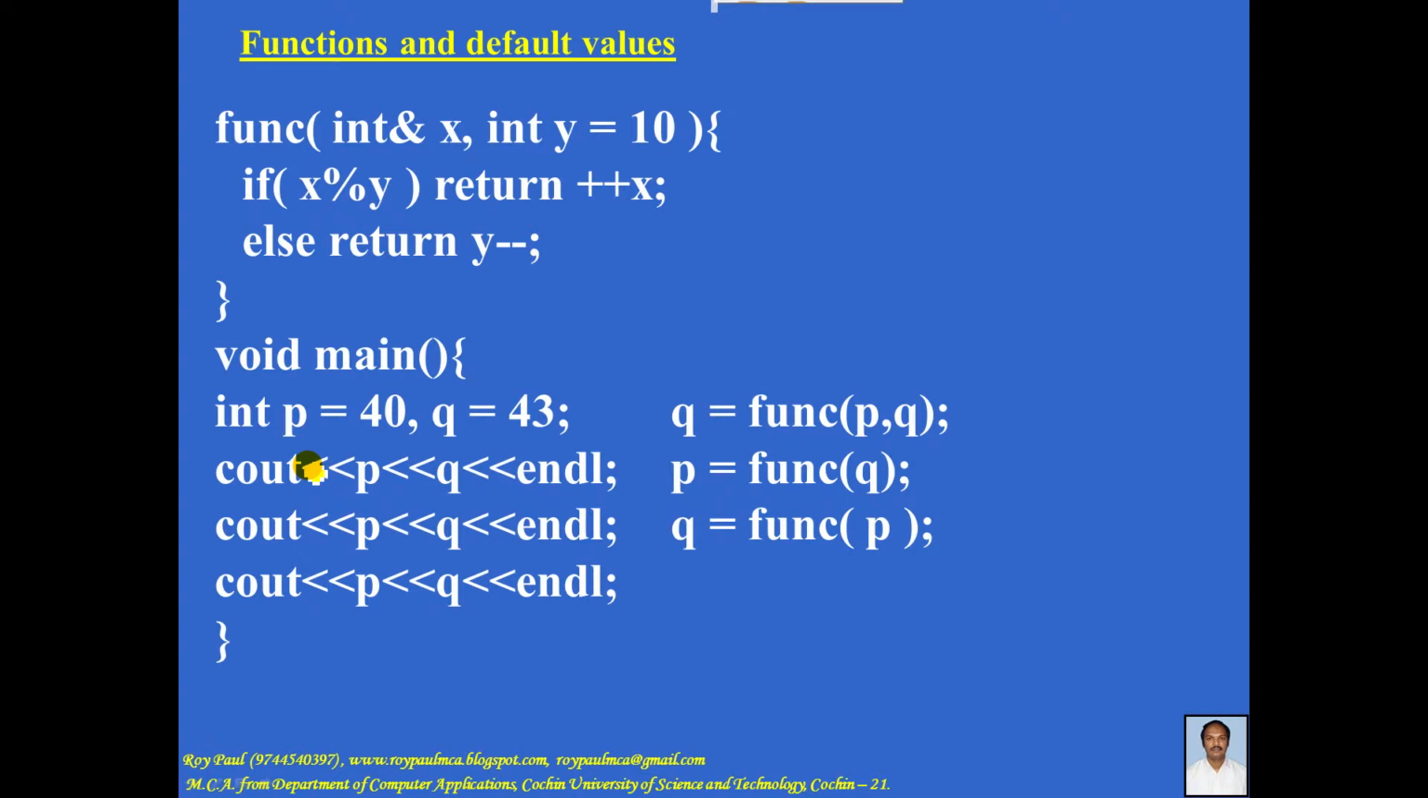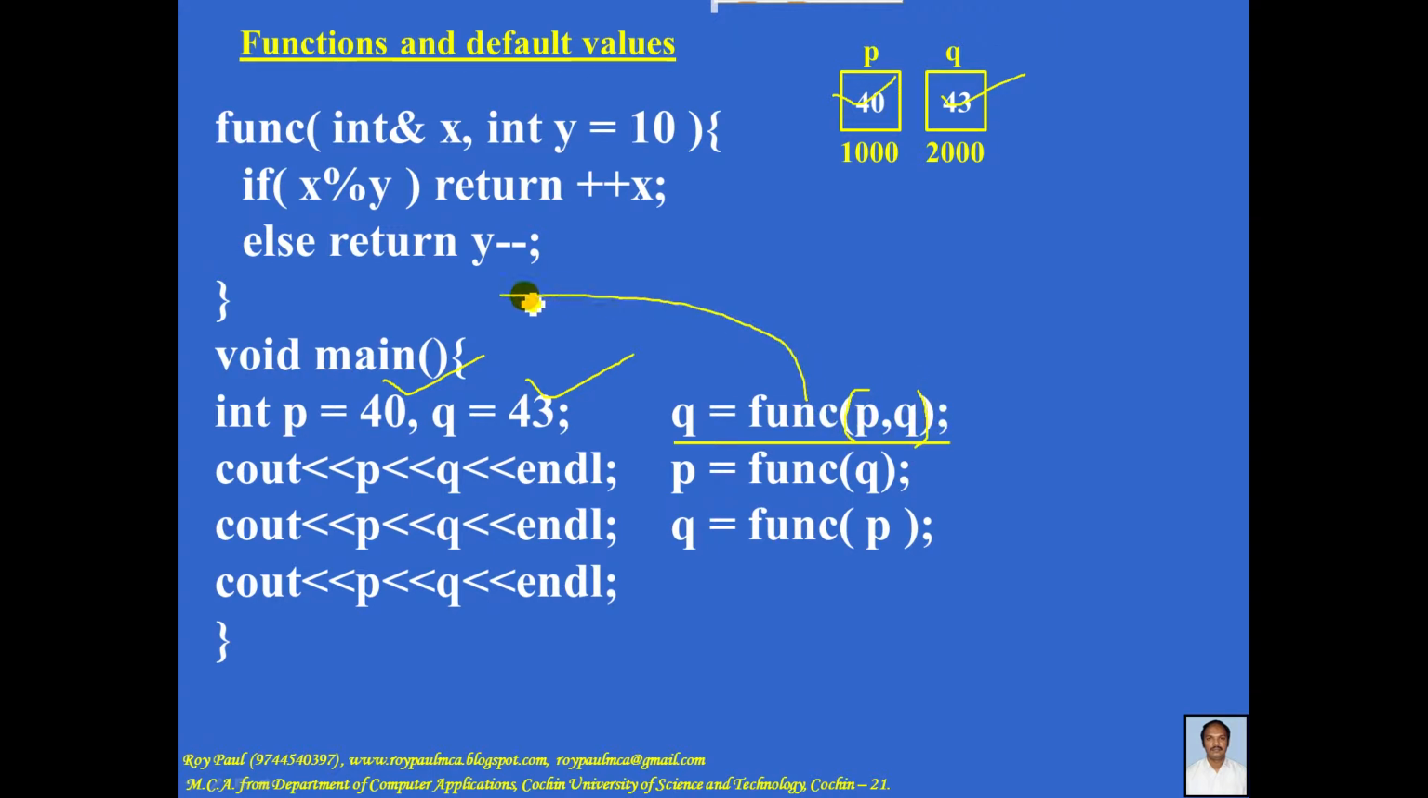Now, first line. Int p is equal to 40, q is equal to 43, memory should be allocated for p and q. After this, next line. If you see this symbol, understand that it is a function. On encountering a function call, finally control reaches a point where the function is defined. The first argument is passed to first parameter. Here ampersand sign is there, meaning this one is a reference variable, so x is another name for p. So this p gets one more name, x.